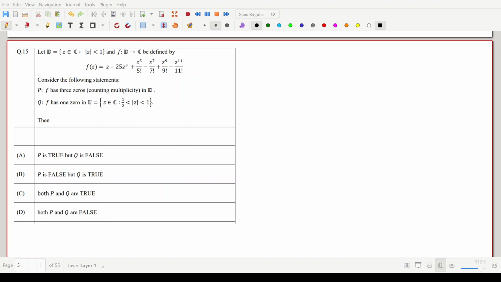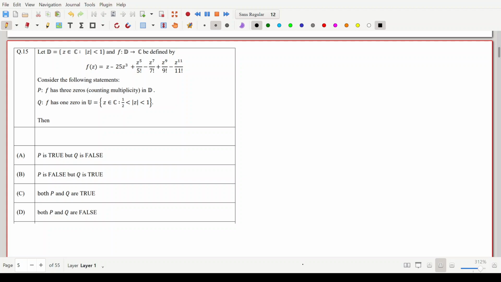Hello everyone, let us start with question number 15 from GATE 2023 mathematics paper. So I'm having a set D and a function from D to C. We define that f of z equal to this and consider the following: f has three zeros in D and f has one zero. Okay, this is the question.